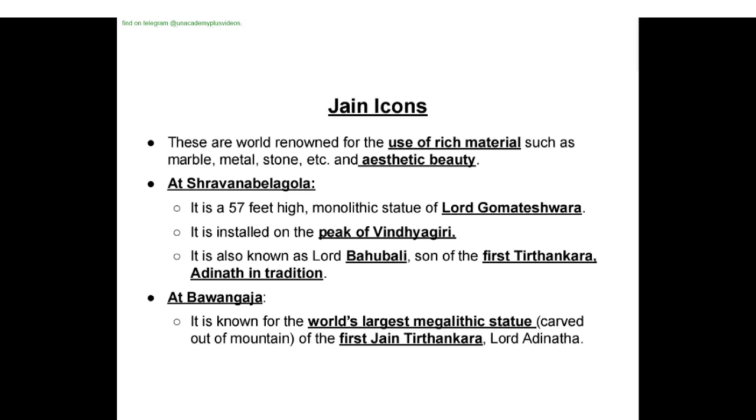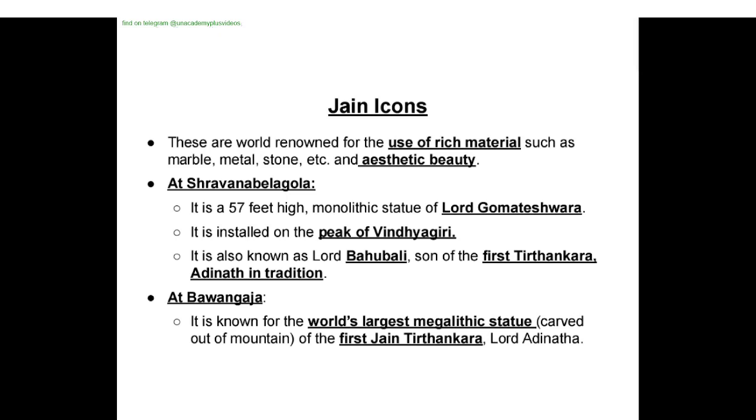Jain icons. These are world renowned for the use of rich materials such as marble, metal, stone, etc. and aesthetic beauty. At Shravanabelagola, there is a 57 feet high monolithic statue of Lord Gomateshwara. It is installed on the peak of Vindhyagiri. He is also known as Lord Bahubali, son of the first Tirthankara Adinath in tradition. At Bhavangaja, it is known for the world's largest megalithic statue carved out of a mountain, of the first Jain Tirthankara, Lord Adinatha.